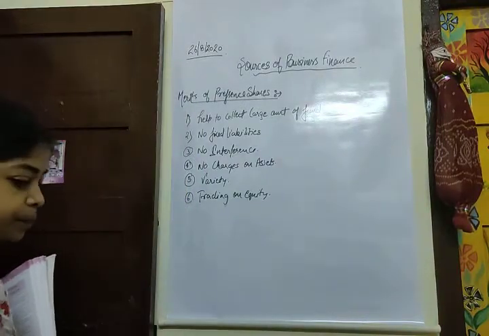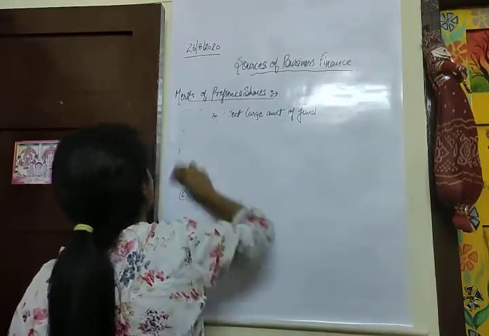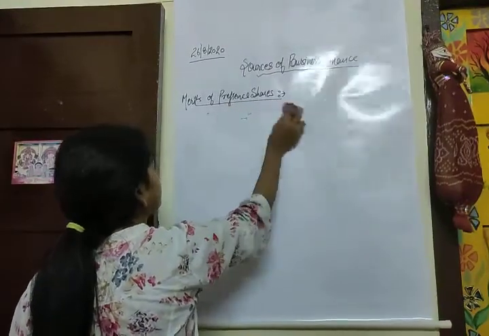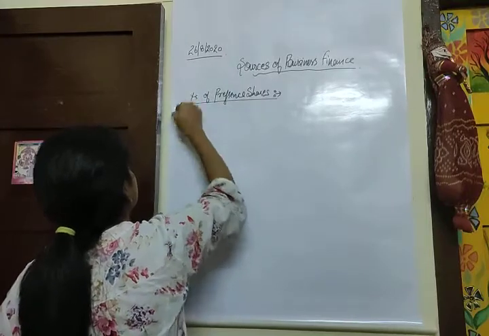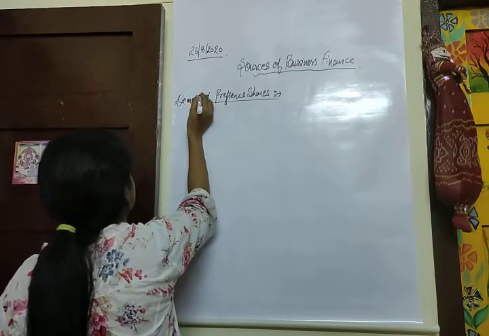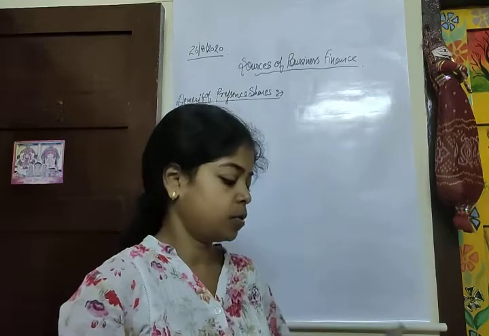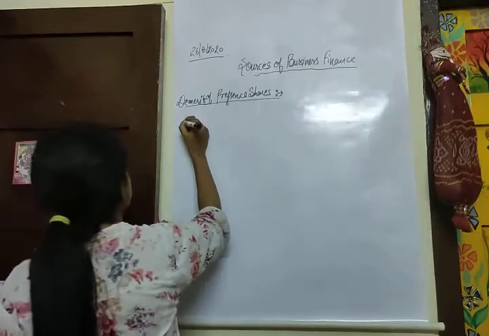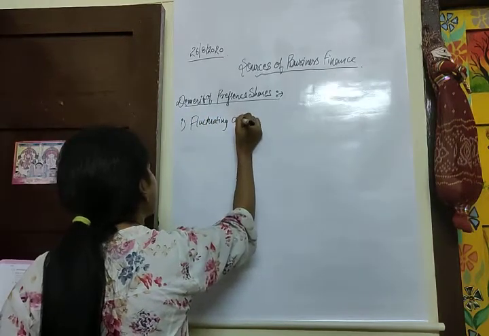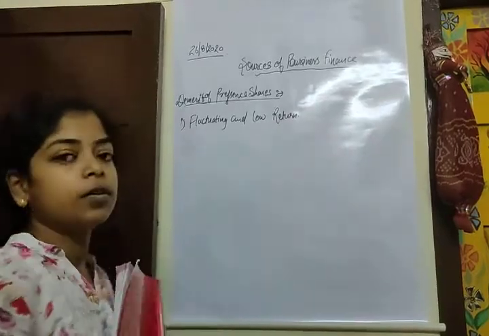Now, demerits. Next is demerits of preferential share. What are the demerits or disadvantages of preferential share? So first is fluctuating and low returns. In preferential share, the returns are very fluctuating.